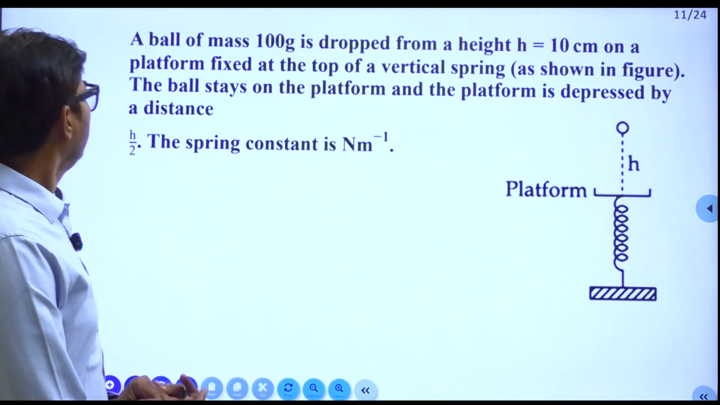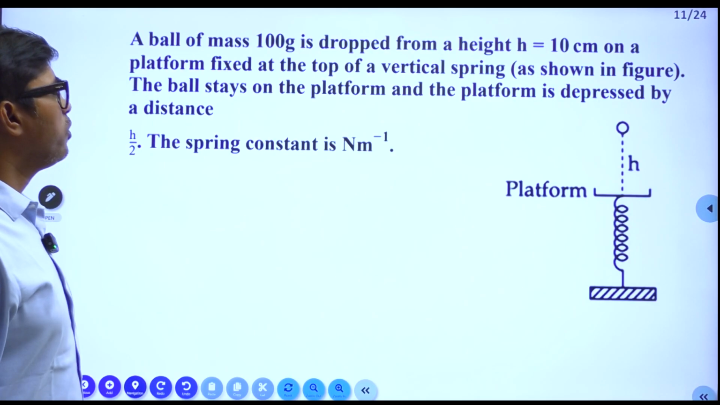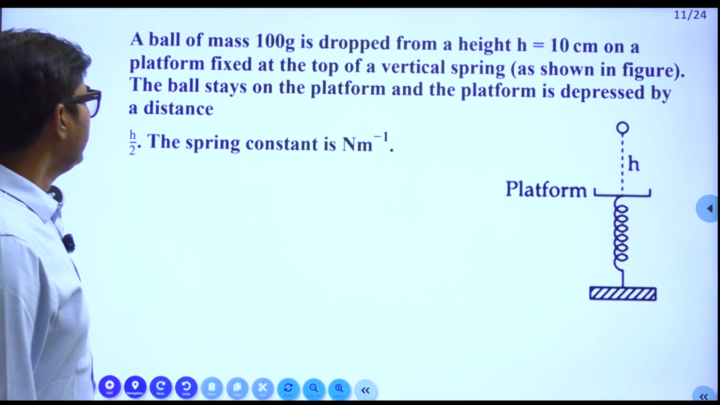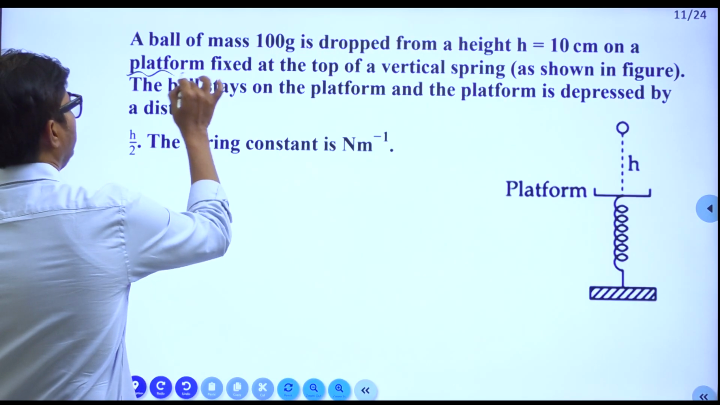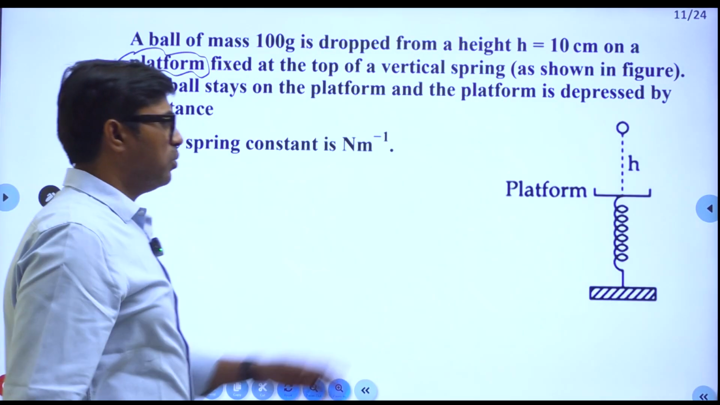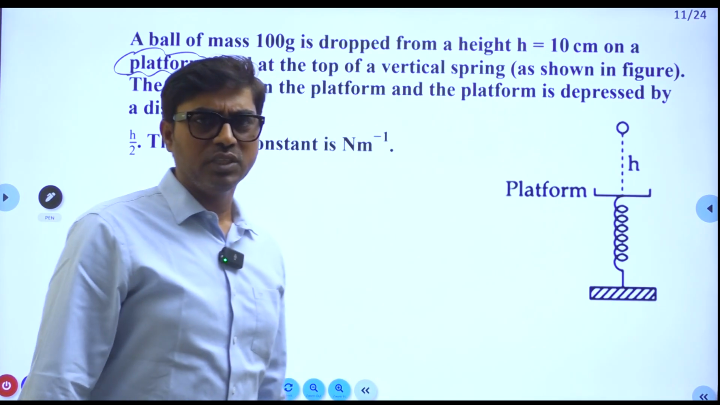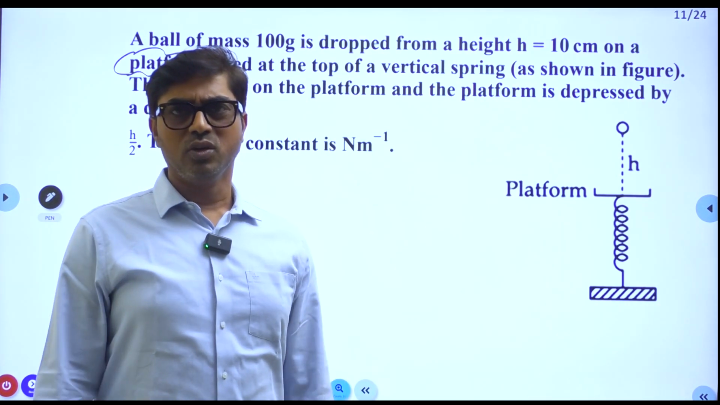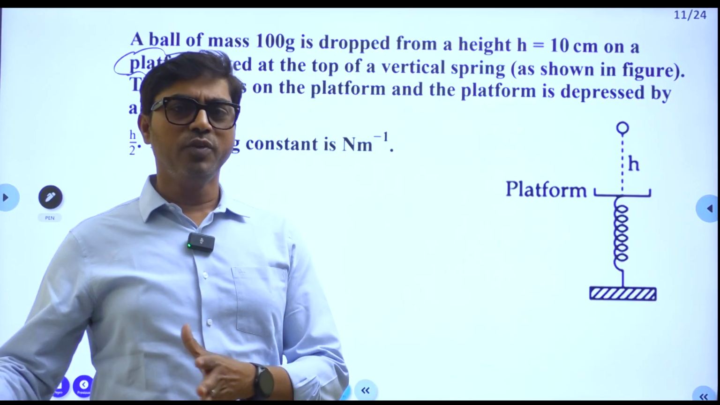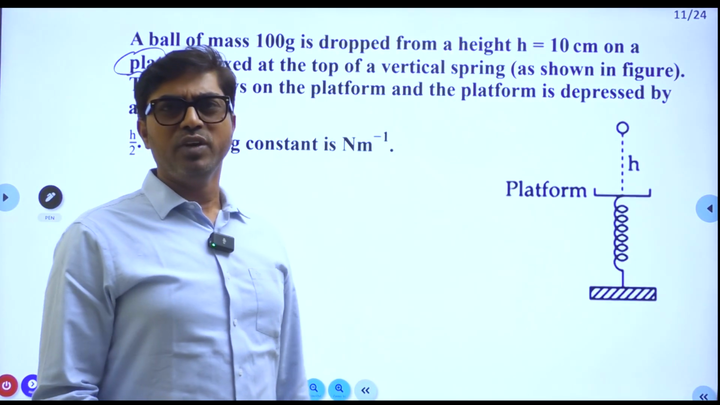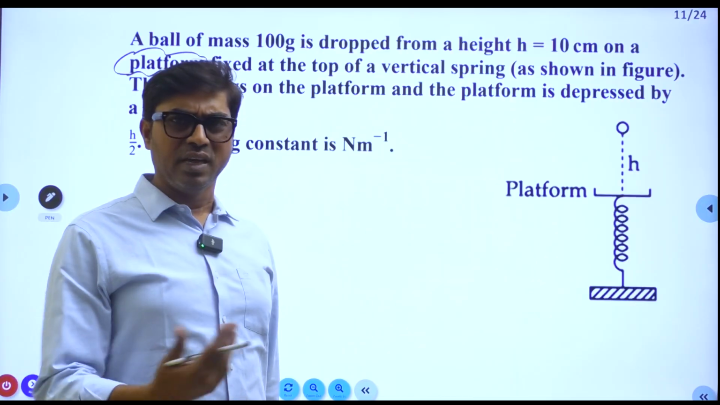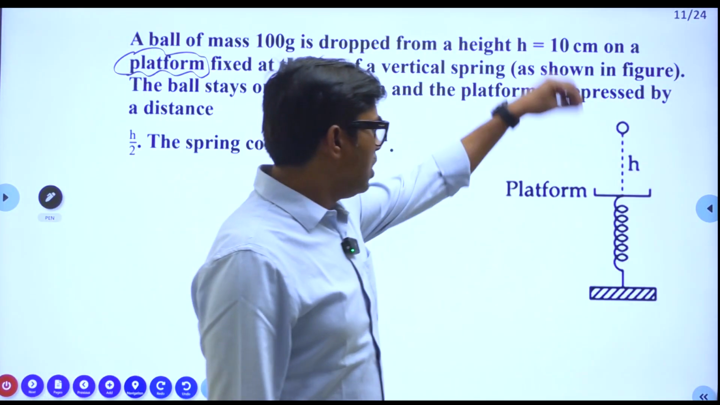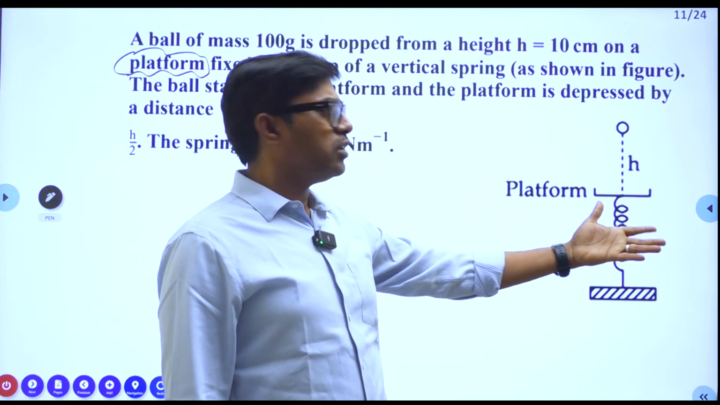Let's understand that. So a ball of mass 100 grams is dropped from a height of 10 centimeters on a platform fixed at the top of a vertical spring. See, the platform they are talking about, they didn't mention the mass of the platform. Mass of the platform is neglected. That's the assumption here. That means the collision with the platform has no meaning there. You are colliding with a massless body. Imagine an elephant is colliding with a fly. So the elephant is not going to change its momentum or kinetic energy appreciably. You can assume it to be going with the same speed. So the platform is colliding, but there is no effect of it.